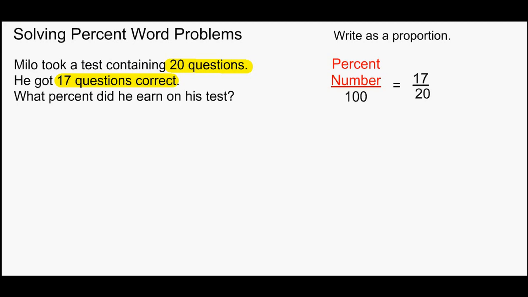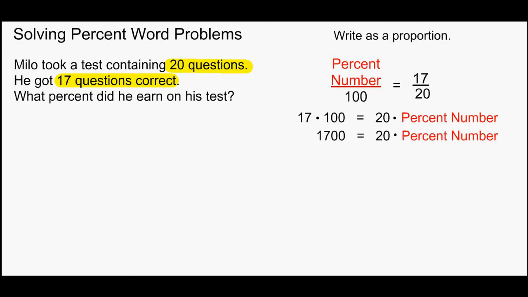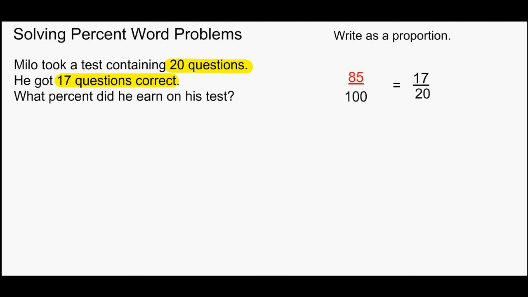Let's use cross multiplication. 17 times 100 on the left, percent number times 20 on the right. 17 times 100 is 1,700. 1,700 divided by 20 equals the percent number, 85. Because this is the percent number, we can say that Milo earned an 85% on his test.